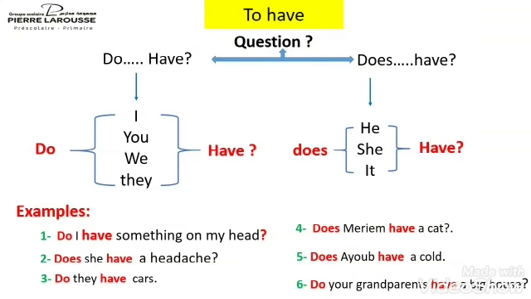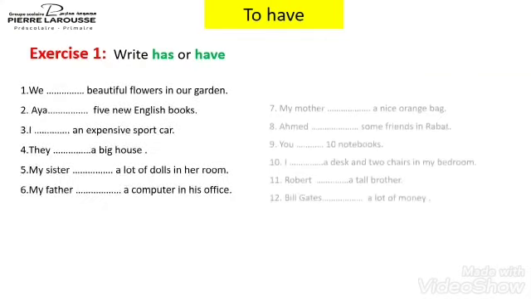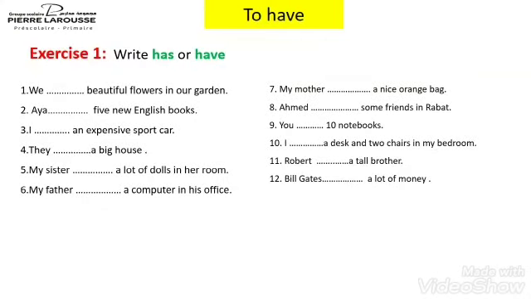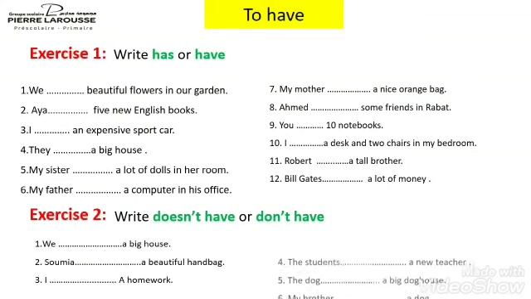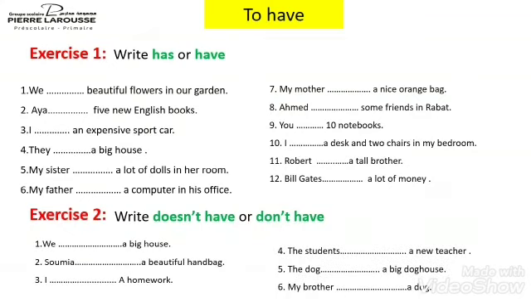Now I'm going to give you 2 exercises. You are going to do them at home. So these are the exercises. Exercise number 1, write has or have. You have 12 sentences, and try to write has or have. Number 2, write doesn't have or don't have, and you have 6 sentences.